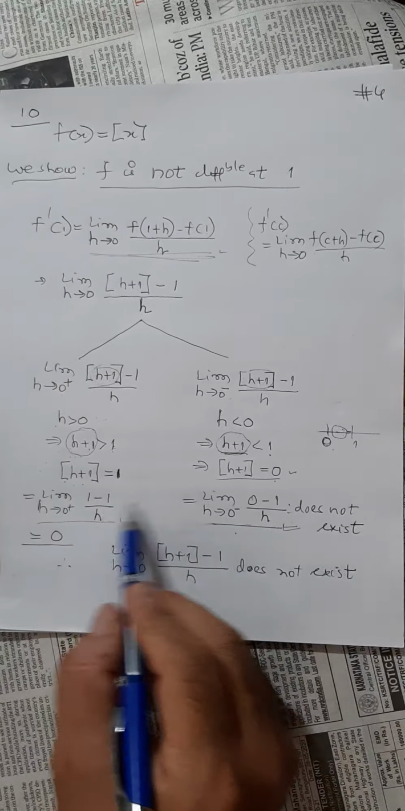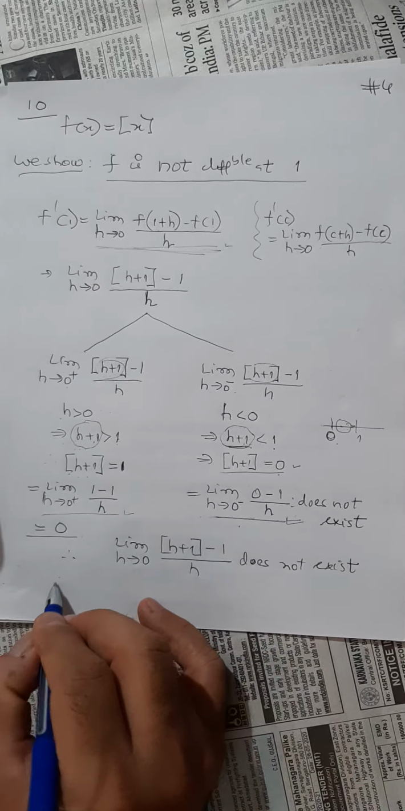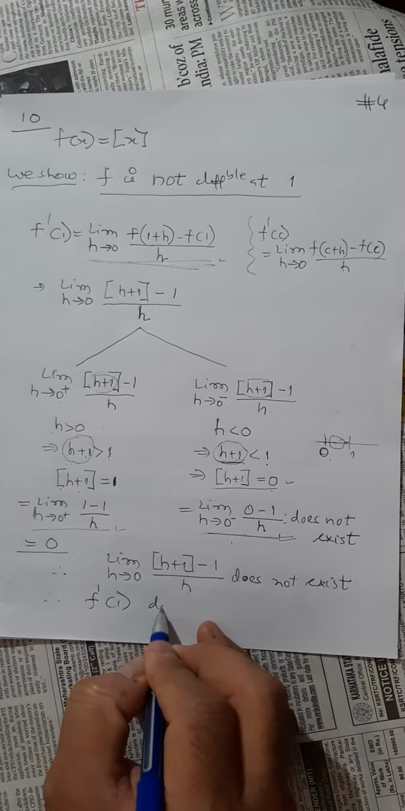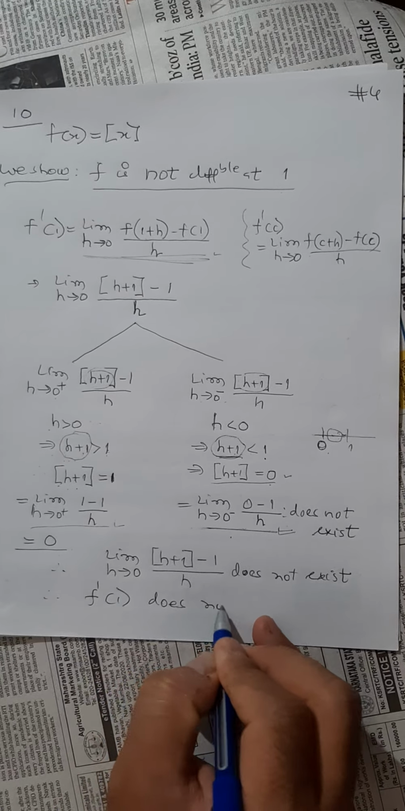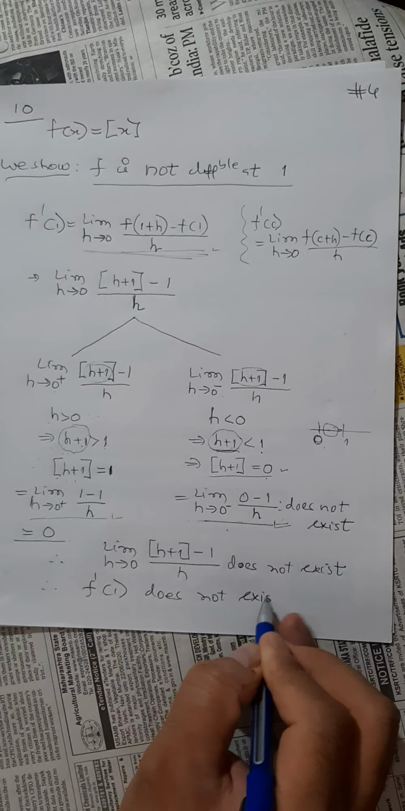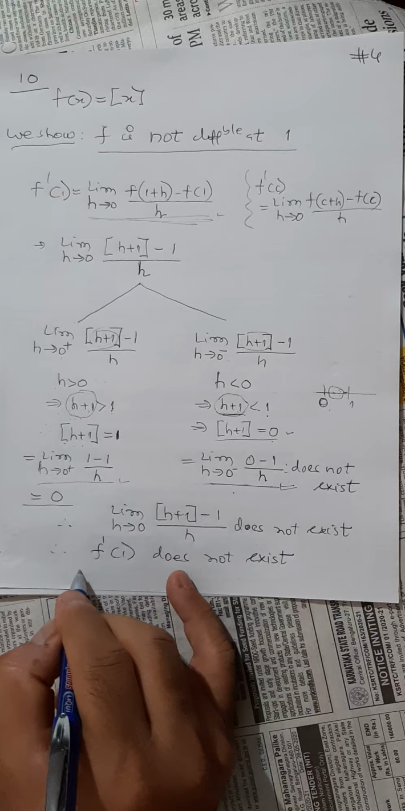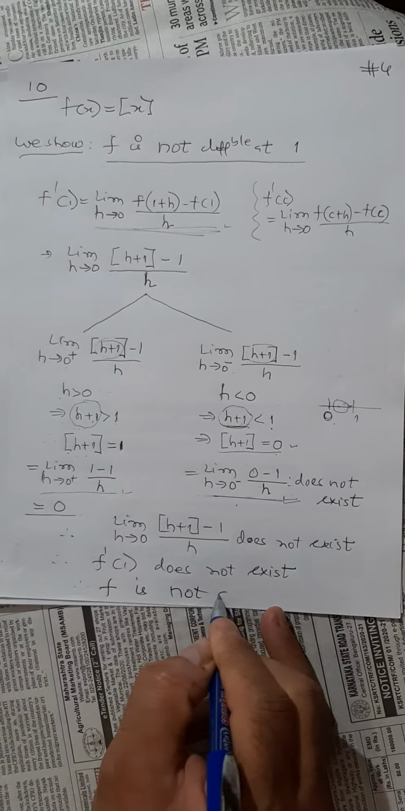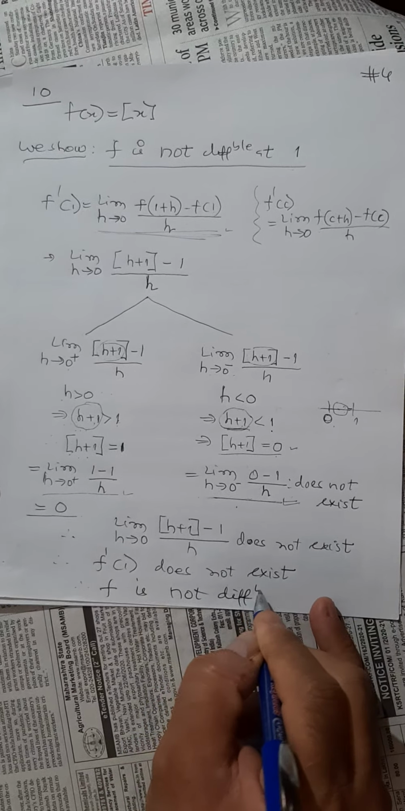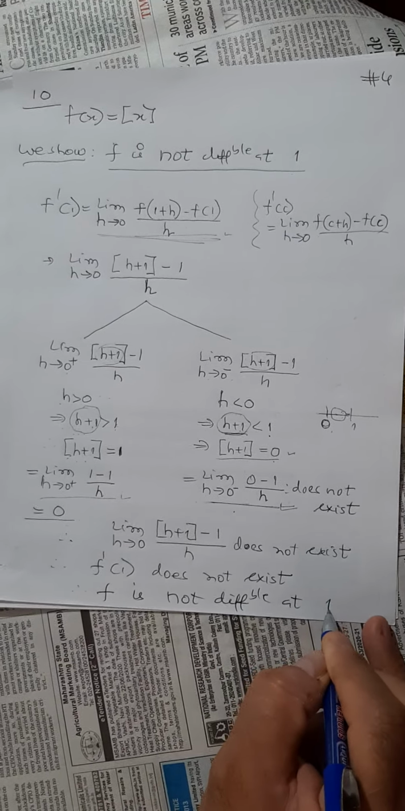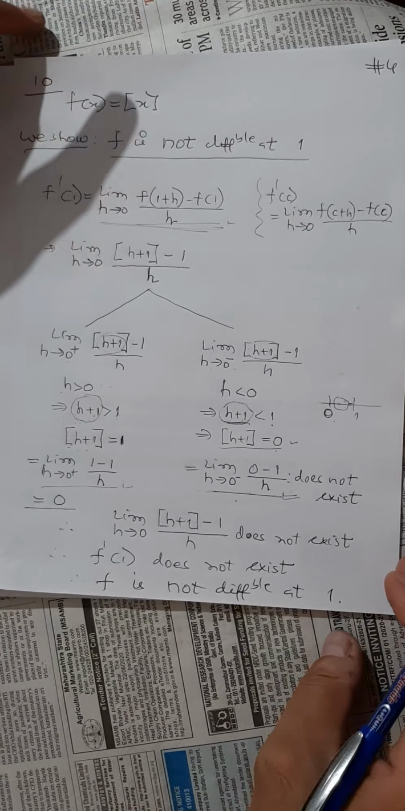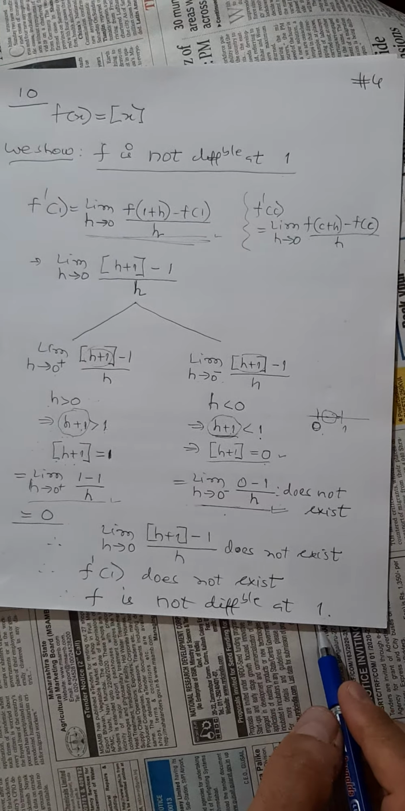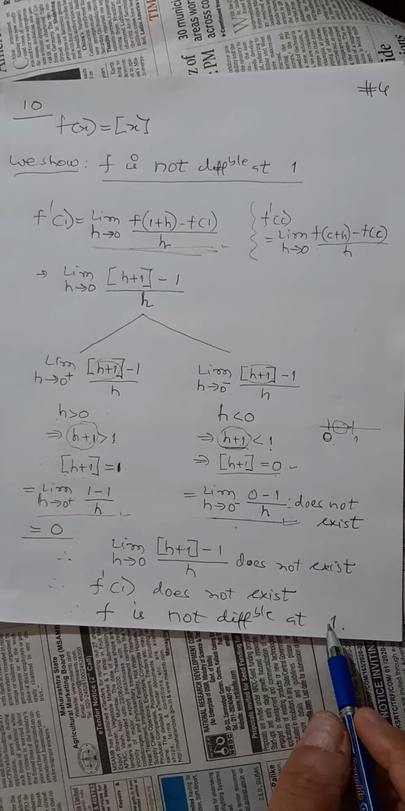You know, if these two are equal, then we say that limit exists. So therefore f dash 1 does not exist. And therefore f is not differentiable at 1. Same way you can try for 2. Not differentiable at 2. Such a question is also there in the exercise, you can try.